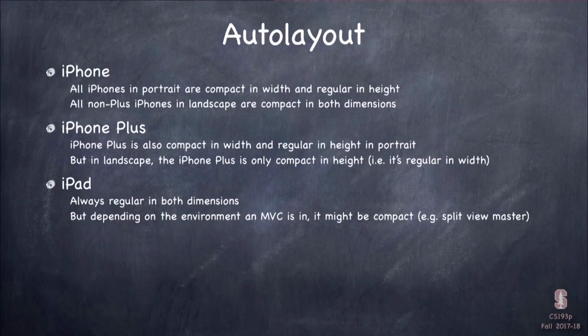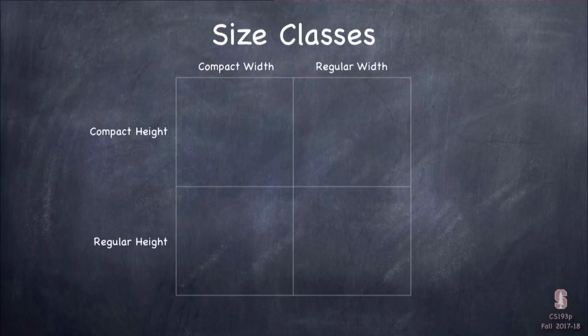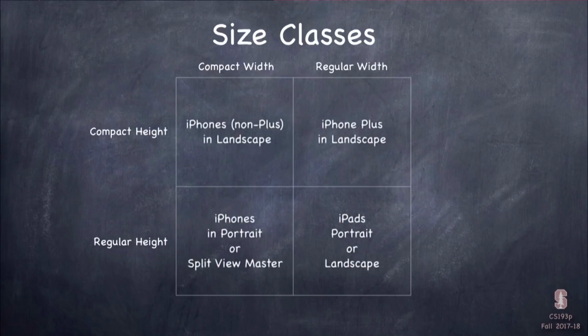However, notice that an MVC that is in the master of a split view is compact in width. Even though it's on an iPad, it's still compact in width, regular in height. Okay? So it's not just the device you're on that says what environment your MVC is in. It might be the MVC situation that it's in. Okay? So that's why we don't look at things like, am I on an iPad? Because then I'd have to say, am I on an iPad and am I in a split view? Okay? We just ask, am I compact or am I regular in my width and height? And then we react to that. Okay? So here are all the devices in a little grid for that.